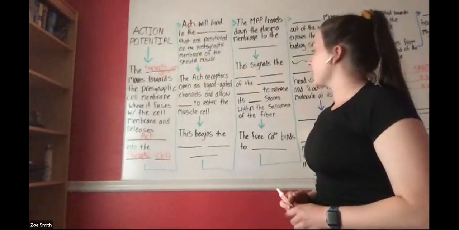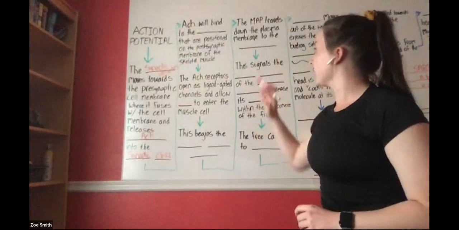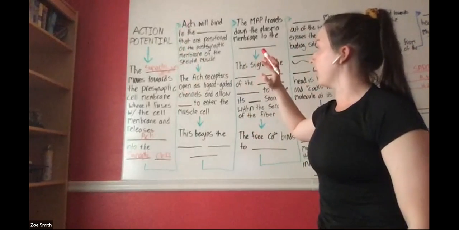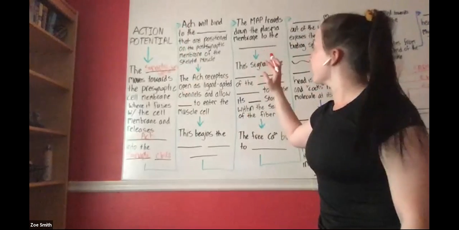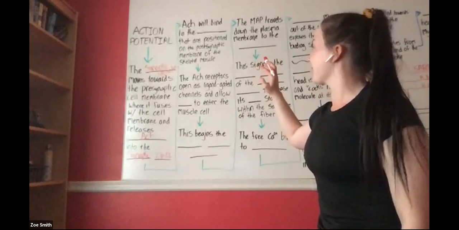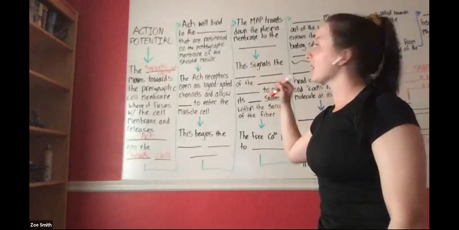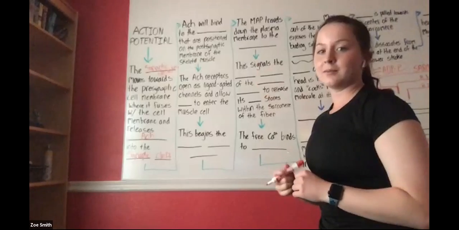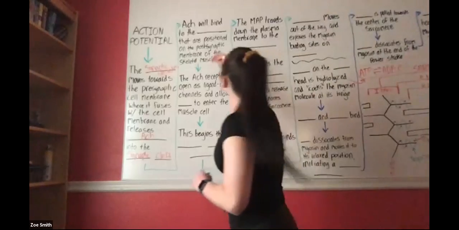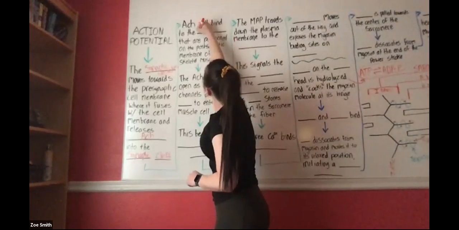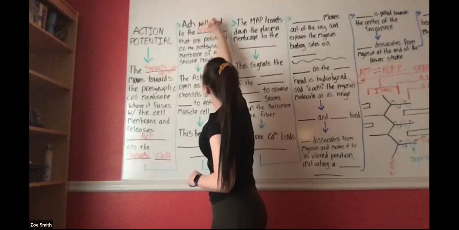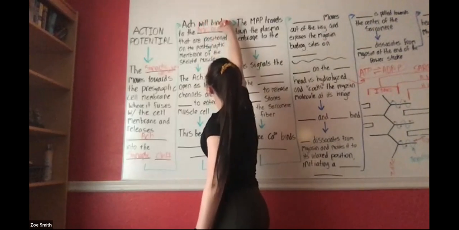After acetylcholine goes into the synaptic cleft, acetylcholine will bind to the blank that are positioned on the postsynaptic membrane of the skeletal muscle. So what is that blank? If you said acetylcholine receptors, you are correct. So I'm going to put ACH receptors.